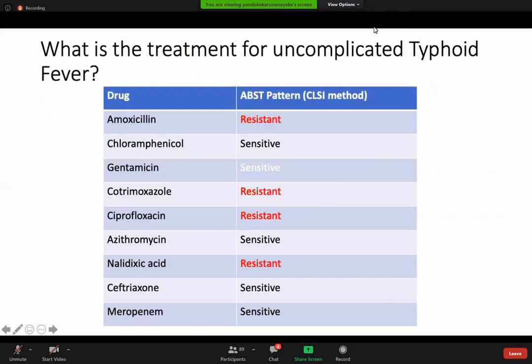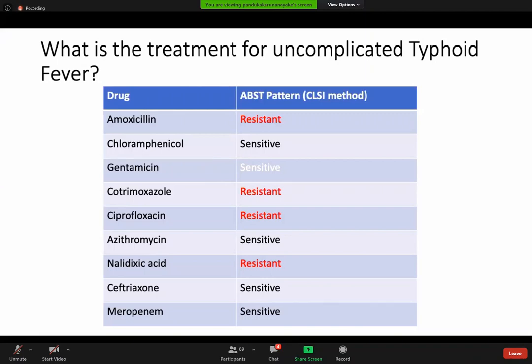You can see here that chloramphenicol is also sensitive, and this is something that has been traditionally used to treat typhoid. Chloramphenicol can be given for 14 days. And we can see here that azithromycin is also sensitive and has the additional benefit of being an oral antibiotic. So you could get away with a 7-day course of azithromycin in uncomplicated typhoid.